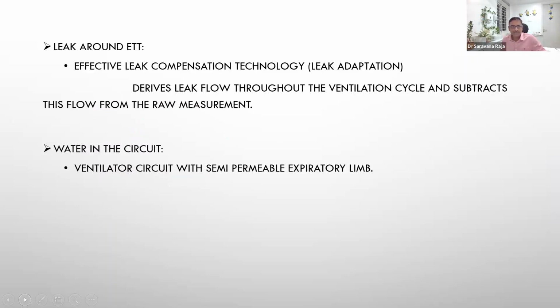Next slide. So leak around the endotracheal tube can be eliminated by effective leak compensation technology used by some of the ventilators, that is called leak adaptation. Here it derives leak flow throughout the ventilation cycle and subtracts this flow from the raw measurement. The water in the circuit can be eliminated by using a ventilator circuit with a semi-permeable expiratory limb.